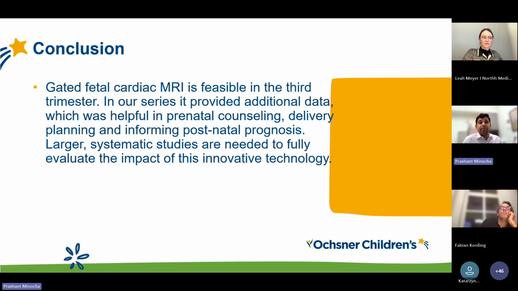So just to pull everything together, gated fetal cardiac MRI is feasible in the third trimester. In our series, it provided very useful additional data, which was helpful in prenatal counseling, delivery planning, and informed postnatal prognosis. Obviously, we look forward to larger systematic studies, which would be needed to fully evaluate the impact of this technology.